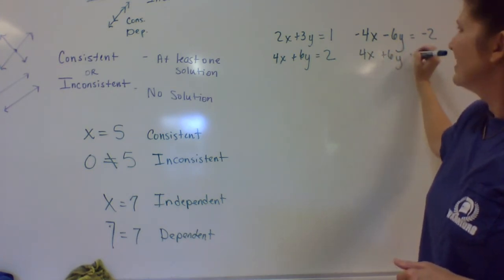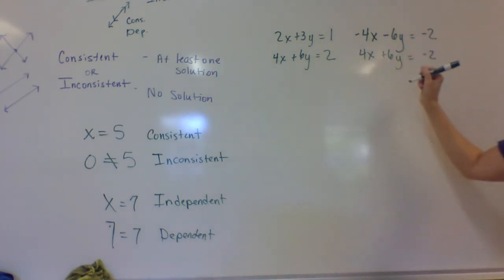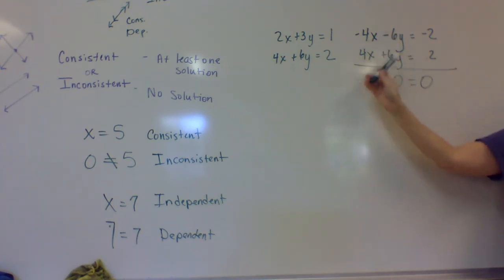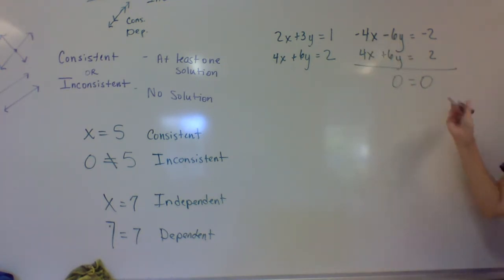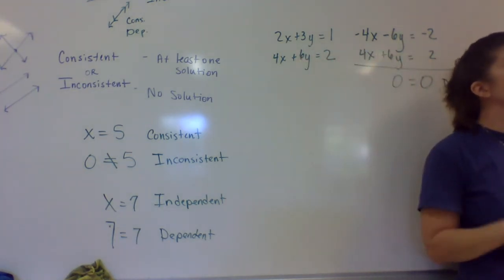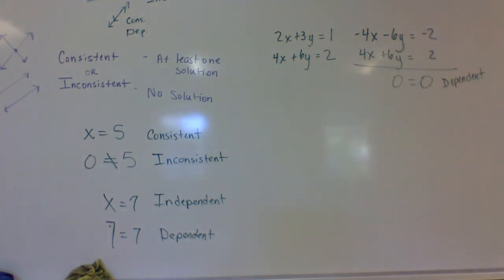Do you see it already? Wait, this one didn't change. What happens? Do you see it? The true statement is just a fact. 0 is equal to 0. Those were the same line. So this system is dependent. That true statement, that's dependent. So that's what it's going to look like when you're trying to solve it. You're going to do it the way you normally do, but your answer's not going to come out the way it normally comes out. It'll look like something weird.